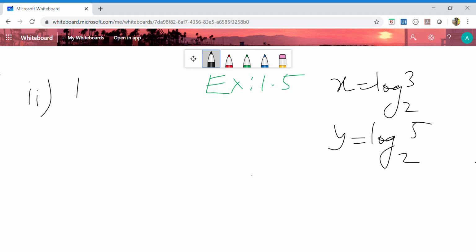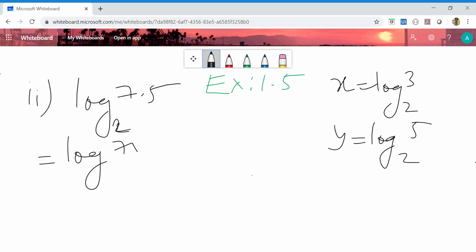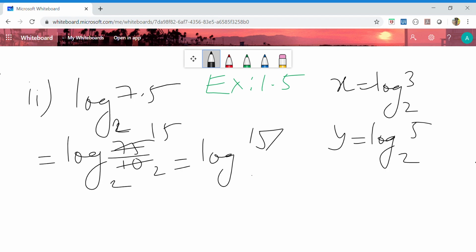log of 7.5 to the base 2? So you have to express log 7.5 to the base 2 in terms of x and y. 7.5 can be written as 75 by 10, and 5 will go 15 times, 5 will go 2 times, and it can be written as log 15 by 2 to the base 2.